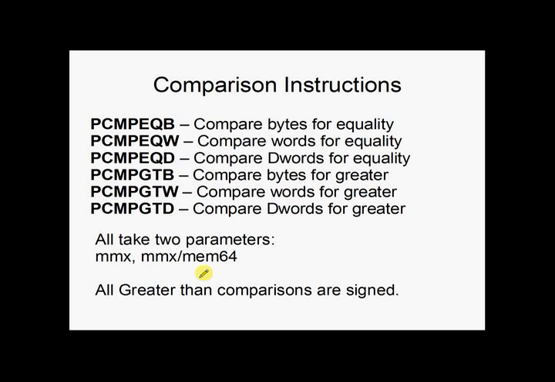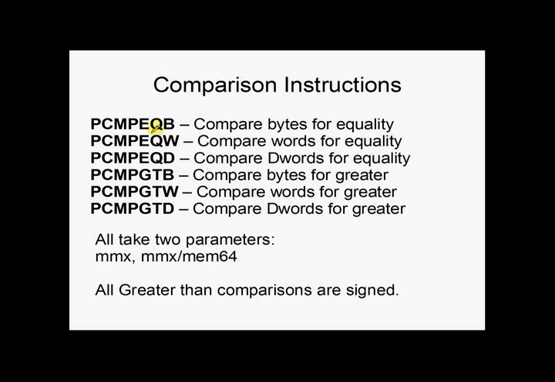Okay, we'll go into greater detail in a minute. But there's 6 instructions. We've got packed comparison for equality of bytes, packed comparison for equality of words, packed comparison for equality of D words, packed comparison for greater than of bytes, packed comparison for greater than of words, and packed comparison for greater than of D words.